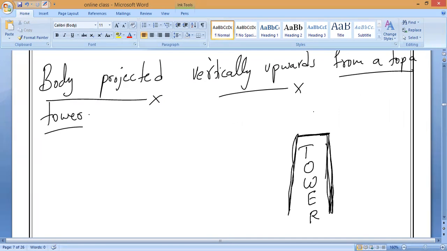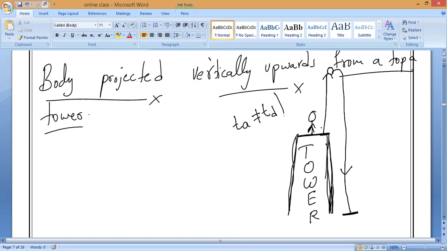Now suppose Gokul is standing here. From here he has thrown the ball. The ball will reach the maximum height, and from that height it will fall towards the ground. Yes or no, guys? So in this case, is time of ascent equal to time of descent? Is it true, guys? No, sir. So time of ascent is not equal to time of descent in this case. Why? Because he is already thrown from a certain elevation or height from the ground.